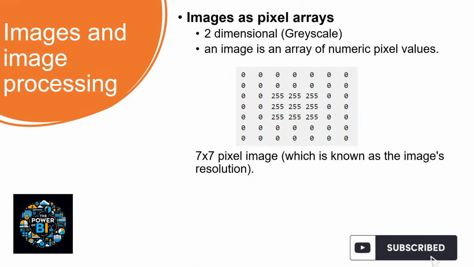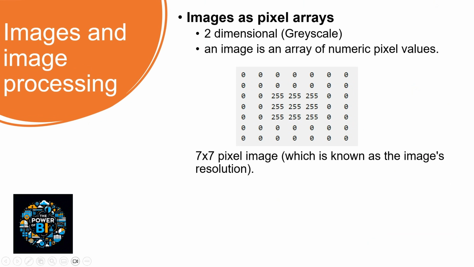Before we can explore image processing and other computer vision capabilities, it is useful to consider what an image actually looks like in the context of data. This is a two-dimensional pixelated grayscale image, and this image is an array of numerical pixel values. It is a 7 by 7 pixel image, which is known as the image resolution. It has two dimensions representing rows and columns, with x and y coordinates, and each defines a single rectangle with a pixel value.